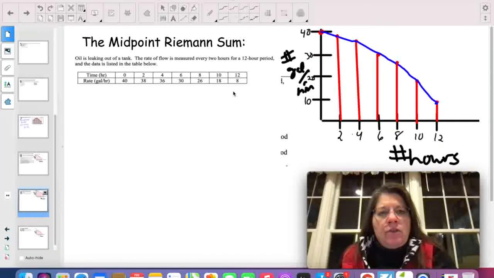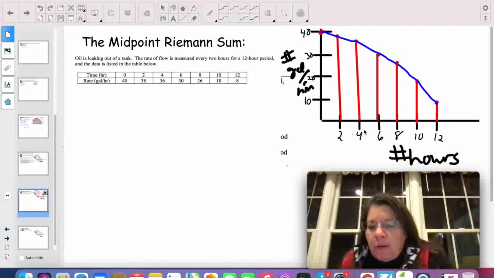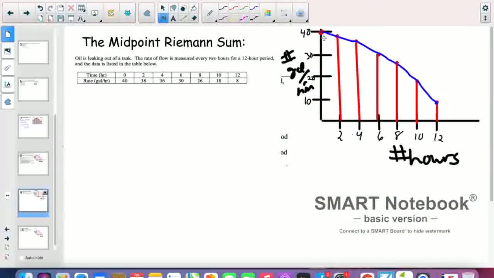They're asking us to do it into 3 subintervals. So what I'm going to do, if I'm going into 3 subintervals, the width is going to go from 0 to 4, and I'm using 2 as my midpoint. So if I draw that, here is my first rectangle, my second rectangle, and my third rectangle. So if I'm looking at that, the width of each of these rectangles is going to be 4, and then the height is what I would get at the midpoint between each of those.